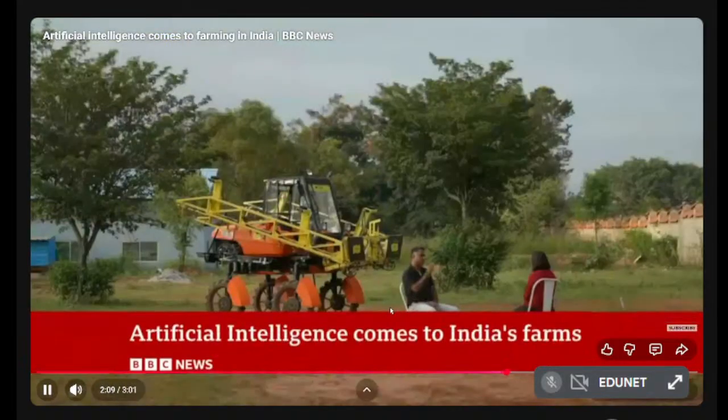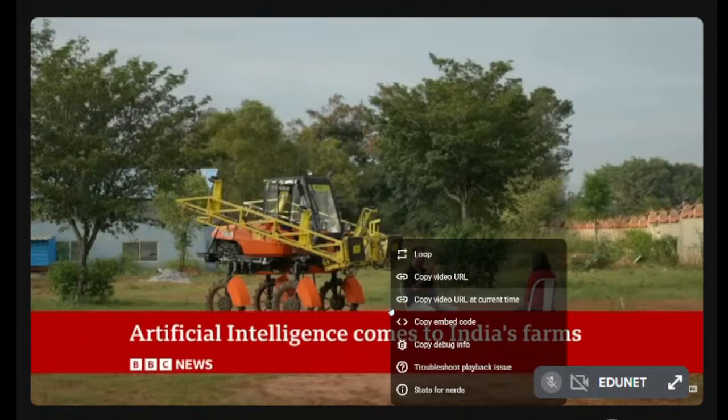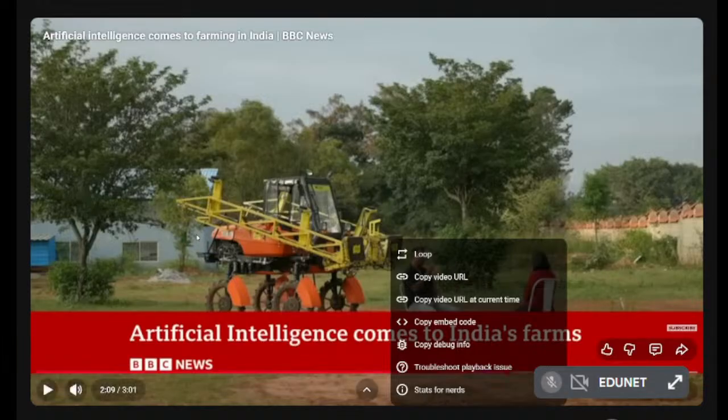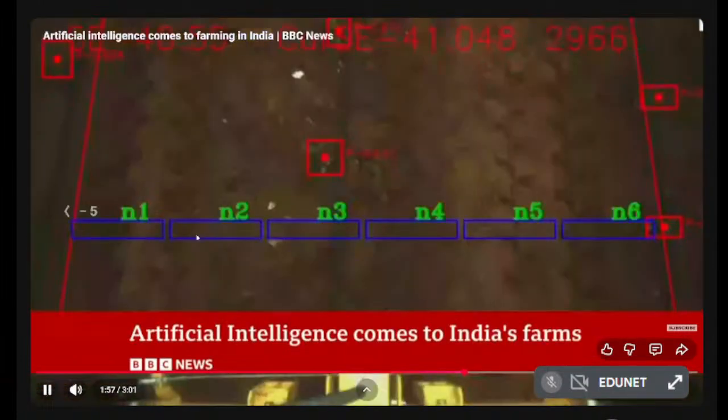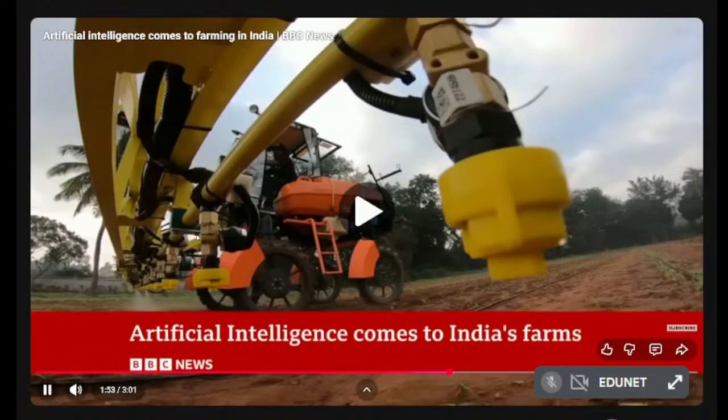If you want to spread pesticides, which method do we use? We use a man who carries a tank on his back and spreads the pesticides. But what is the drawback? We waste the maximum pesticide. Maybe some plants require more pesticide, but unfortunately we will give the same amount.